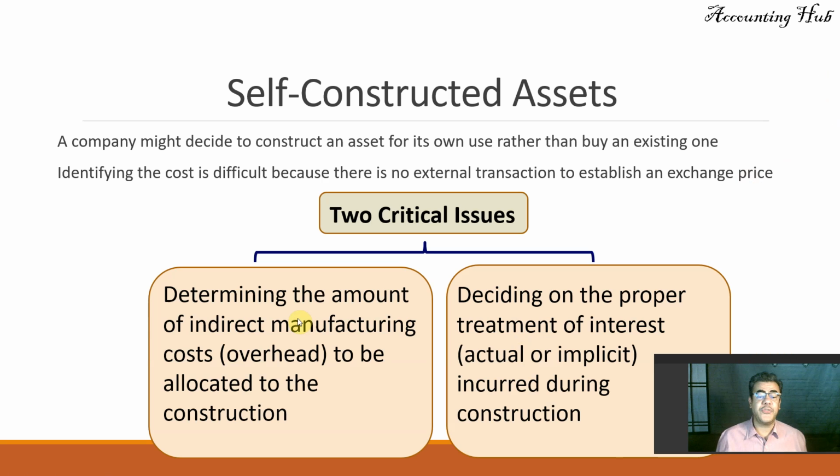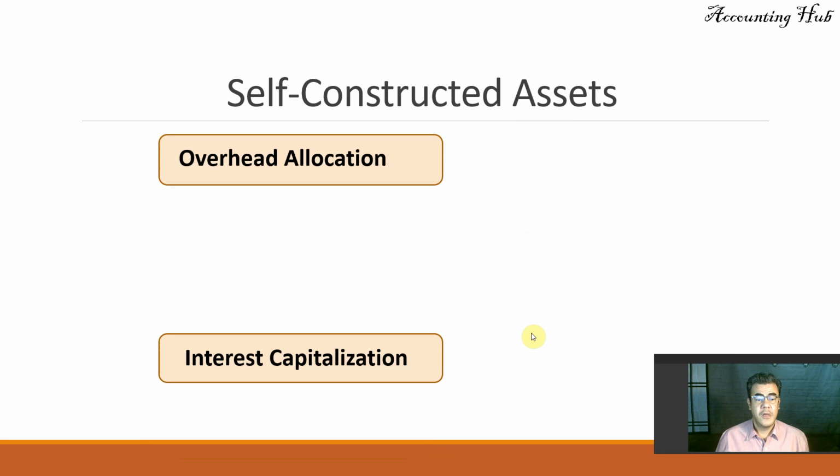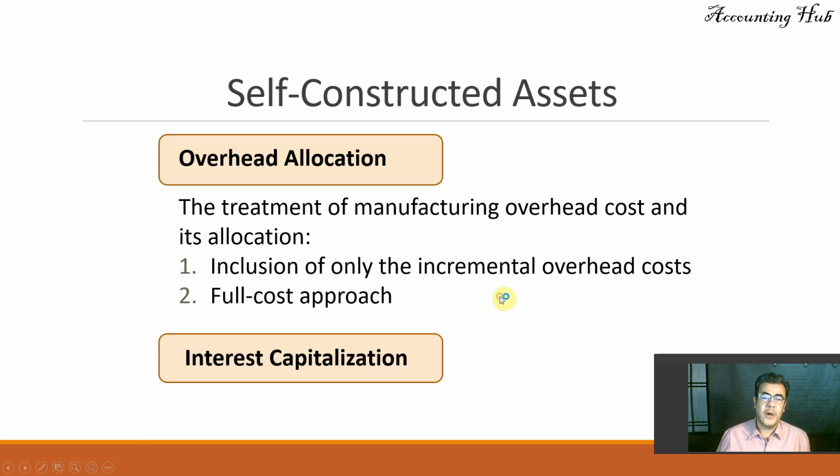Determine the amount of indirect manufacturing costs, the overhead, to be allocated to the construction, and deciding on the proper treatment of interest, actual or implicit, incurred during construction. This is the hardest part. So, overhead allocation. How do we do that? Treatment of manufacturing overhead costs and its allocation: inclusion of only the incremental overhead cost, and the full cost approach, just like inventory for manufacturing companies. So, no hard topic here.